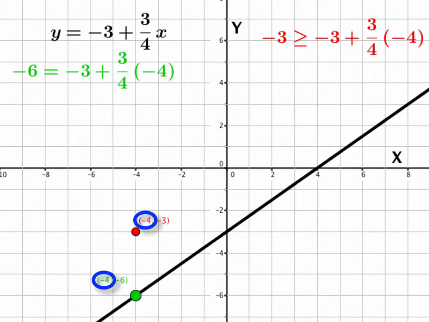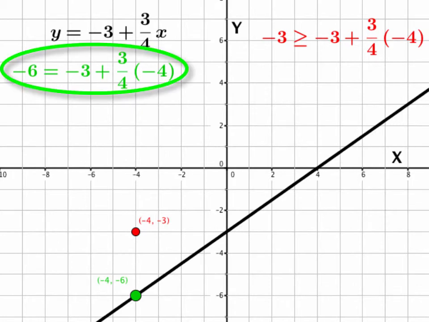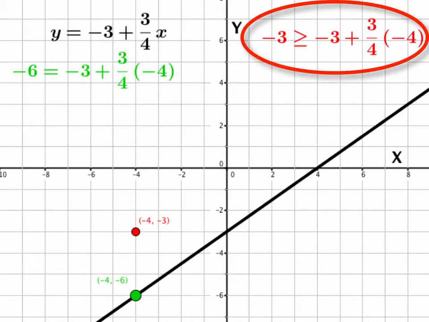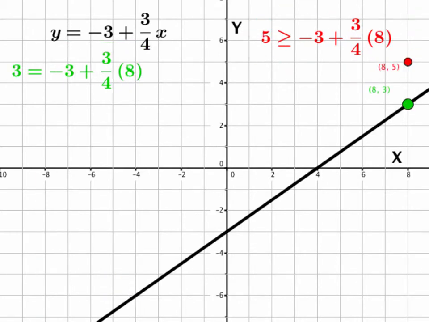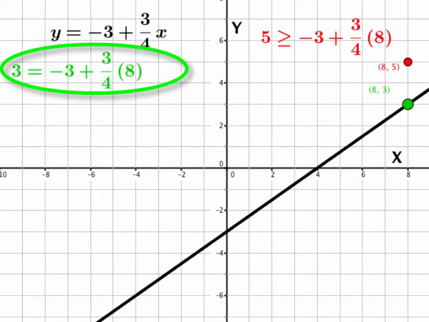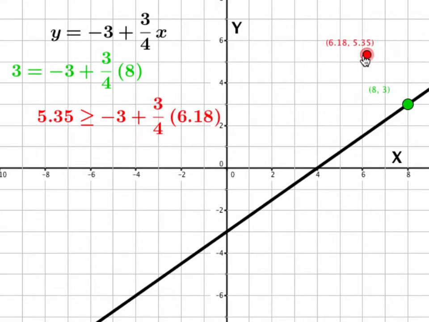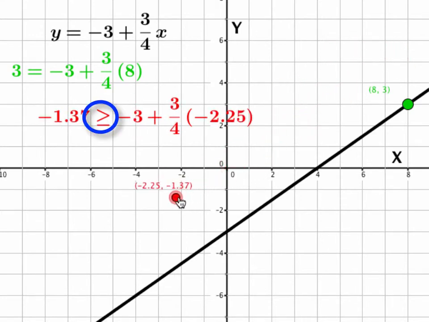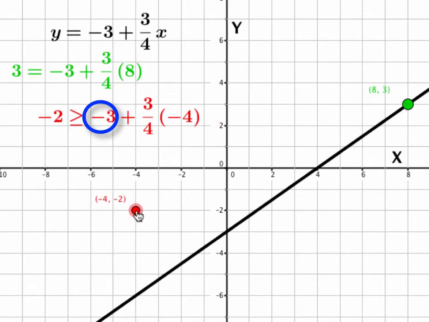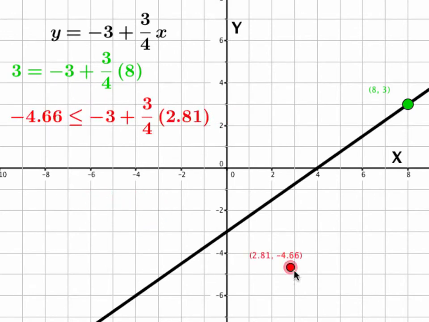For instance, consider these 2 points. The x coordinates are the same, they're both -4, and of course, in our point in green, -6 was exactly equal to -3 plus 3/4 the x value. So in our point in red, of course, -3 is going to be greater than that. Or for these two ordered pairs, for the ordered pair in green, 3 was exactly equal to -3 plus 3/4 times 8. So of course 5 is greater than -3 plus 3/4 times 8. And for any point above our boundary line, it will always be the case that y is greater than -3 plus 3/4 x. Of course, for any point below our boundary line, it will be the case that y is less than -3 plus 3/4 x.